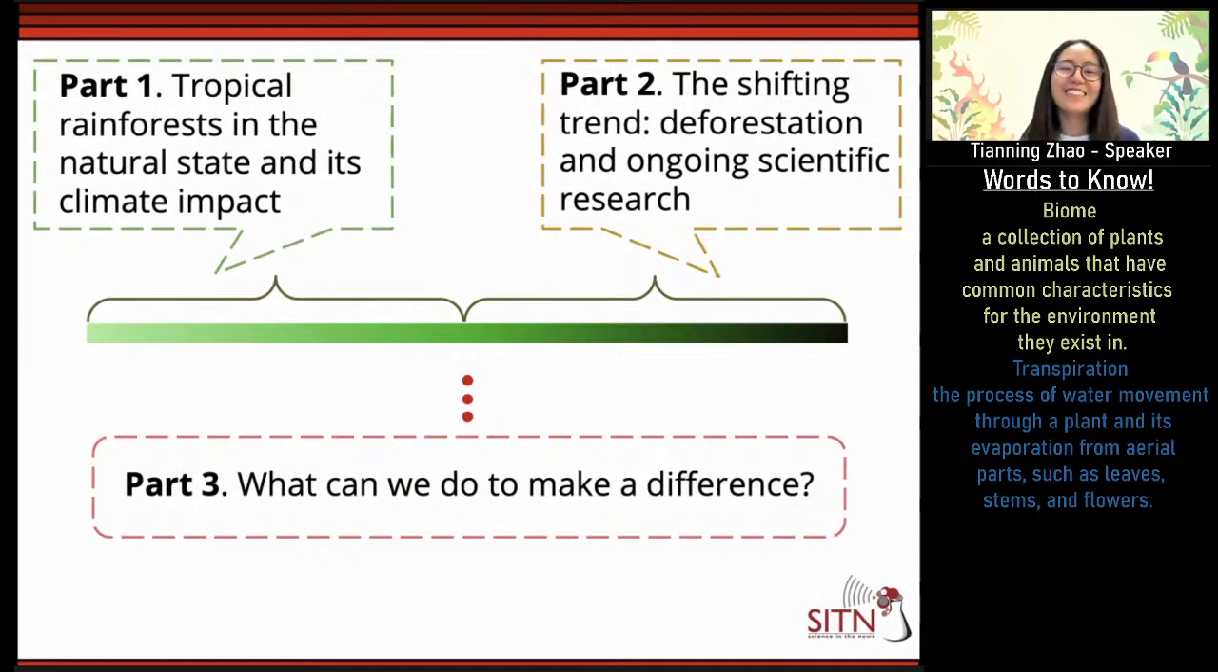Right. So let's get started. In the first part, we talked about tropical rainforests in their natural state as well as the climate impacts. Next, we will move on to a shifting trend happening in the Amazon rainforest, in the tropical rainforest, which is caused by deforestation, as well as have a peek at some ongoing scientific research that is helping to understand this shifting trend and the interaction.